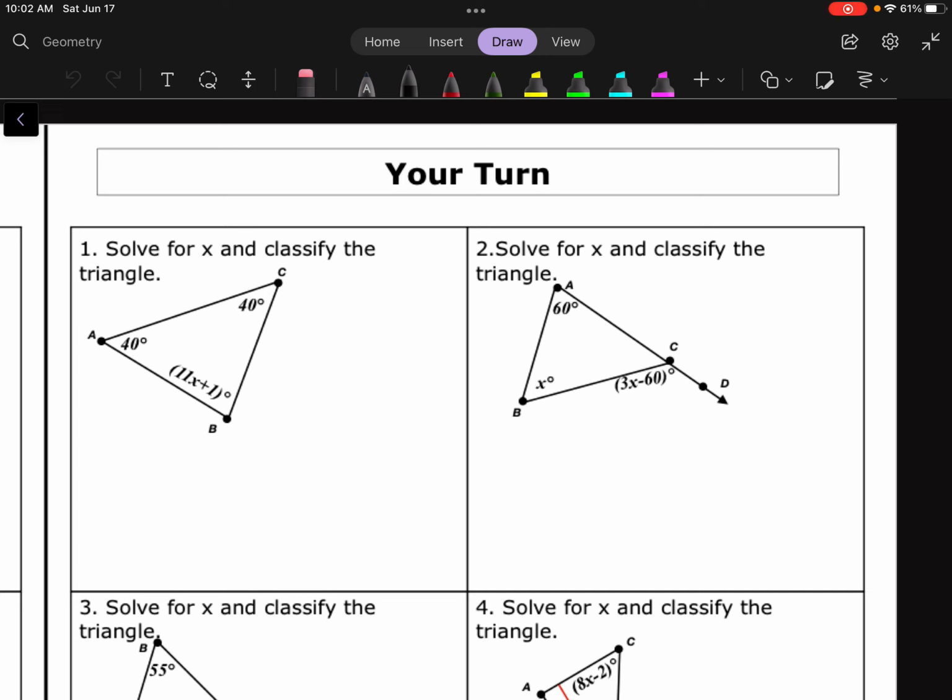All right, hopefully you paused it and you had some good luck with those. Let's see how this goes.